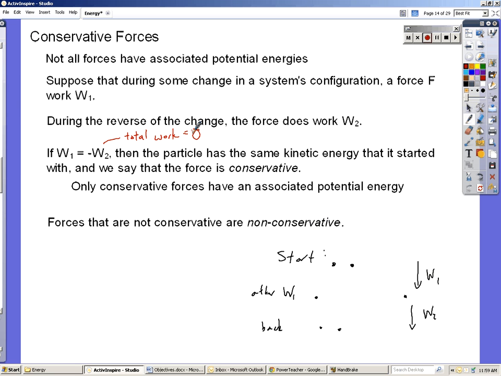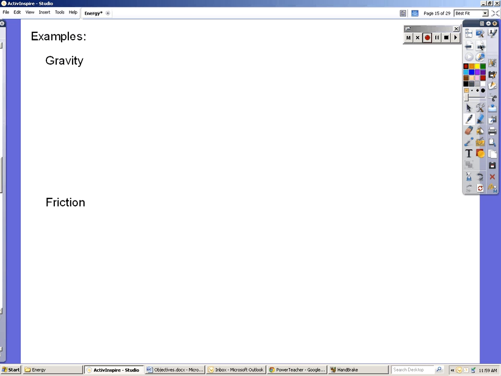And it's only conservative forces that have an associated potential energy. And right now, the important conservative force we know about is gravity. Springs are also usually taken to be conservative. The electric force is conservative as well. Friction is not, and we'll see why on the next slide.